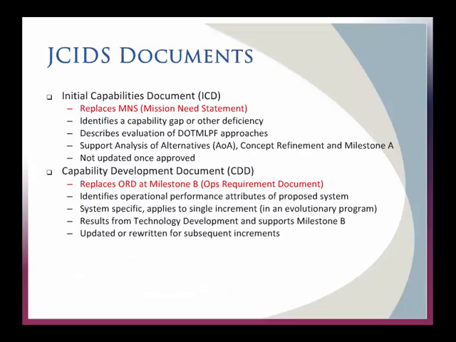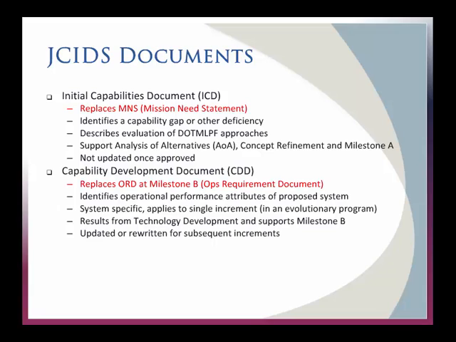Now, these next two slides are important just because these are four documents that, if anybody looks at the JCIDS process, are the four main documents that anybody's going to want to drag out of it and say, okay, well, did we do those, and what do they say? Initial capability, and these are of course linked to the processes that we just mentioned. So the initial capabilities document replaces a mission needs statement, and identifies that capability gap and the DOTMLPF approaches, etc.